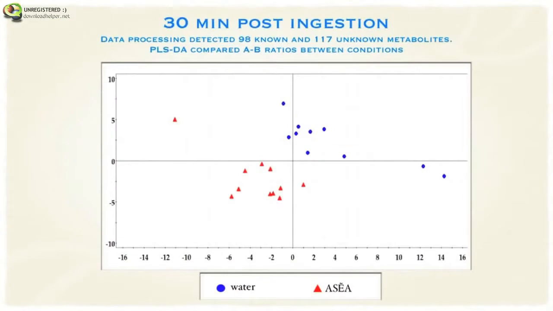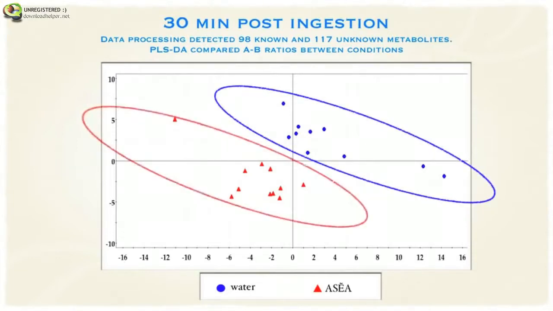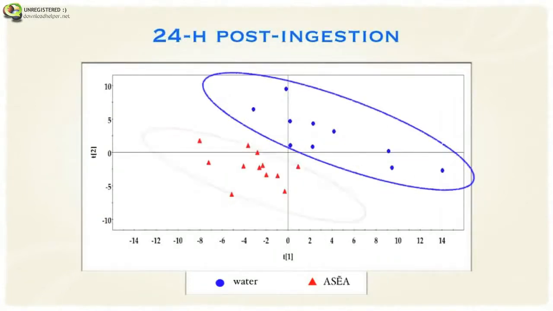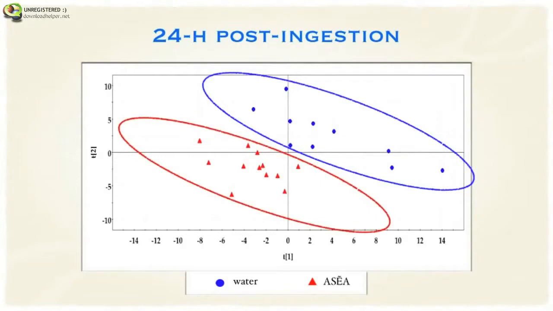So in looking very quickly, after just 30 minutes of ingesting 4 ounces of ASEA, there was already a defined distinction in the group, the placebo group or the active group. And here you're seeing a real distinction, even 24 hours after a single dose of ASEA.